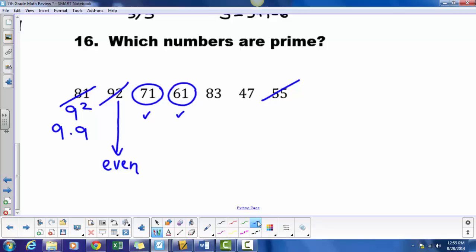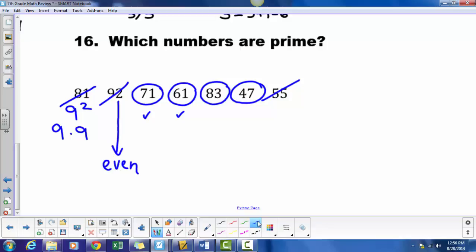What about the number 61? 6 plus 1 adds up to 7. This number is also probably prime. 8 and 3. 8 plus 3 is 11. And then 47. 4 plus 7 is also 11. So we have 4 potential numbers that could be prime.